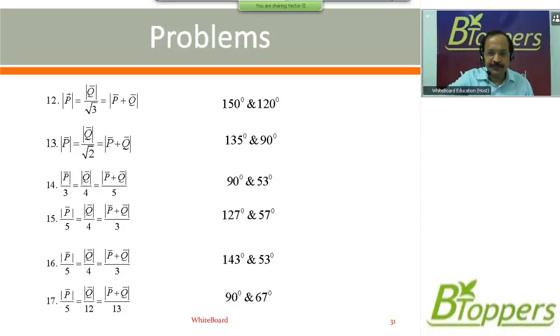Next I am going to discuss question number 17. You are given that magnitude of P bar by 5 equals magnitude of Q bar by 12 equals magnitude of resultant of P bar and Q bar by 13. I'd like to discuss this particular question. Look at the screen here for the solution.